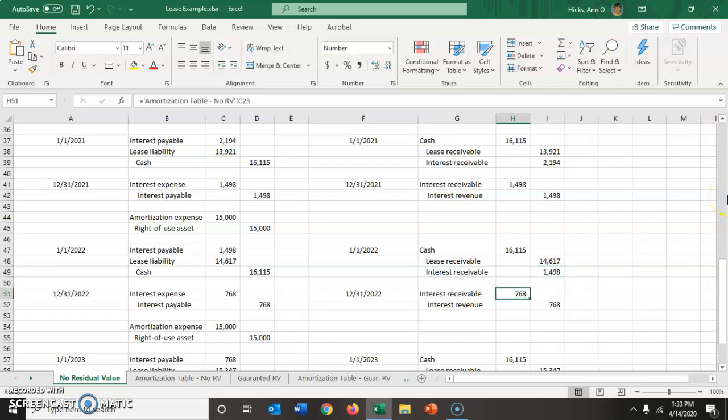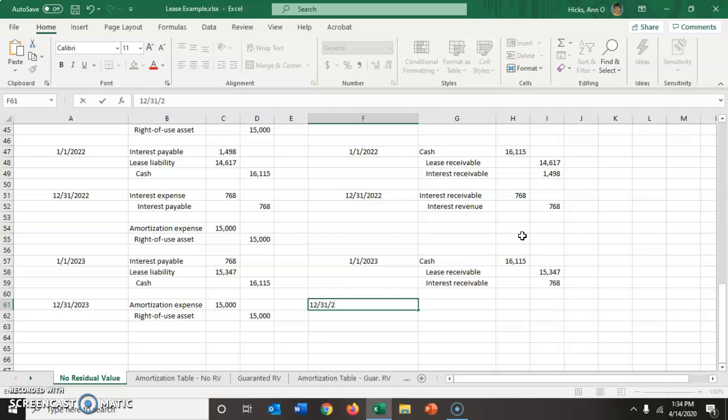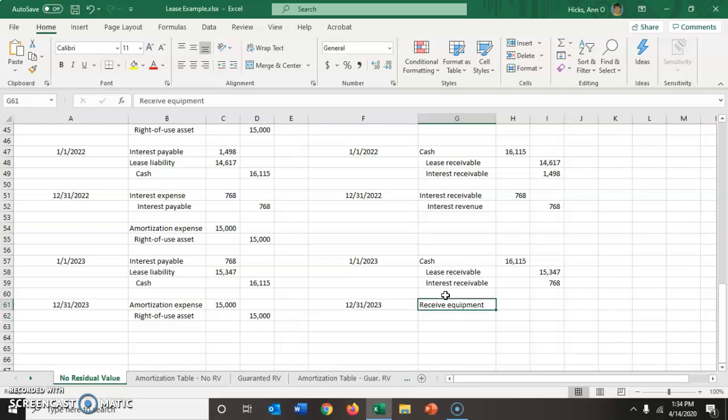And then same thing 12/31/2022, and January 1, 2023, we will collect our last payment. Now, 12/31 of 2023, we will take back that piece of equipment. However, remember, it had no residual value, so there is nothing to record because there is no value related to that equipment. So it's just a matter of taking back the equipment and determining how we will get rid of it. Okay, so the other examples we'll look at in a different video.